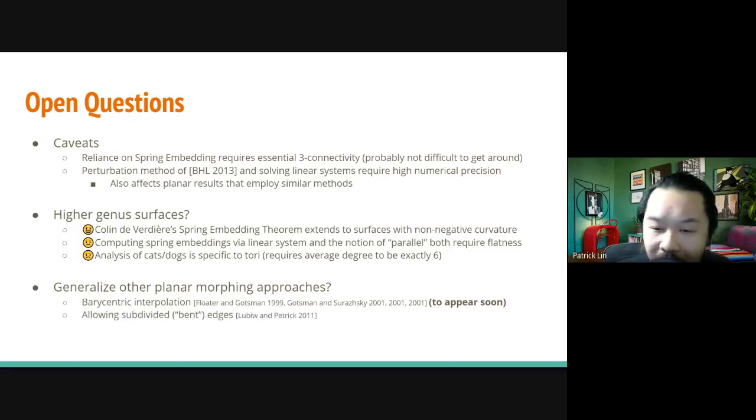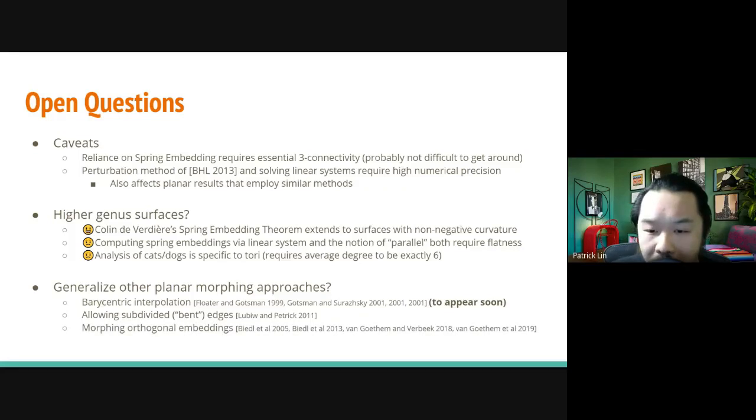There's this other result about morphing where, why are we insisting on straight line segments between vertices? Why not allow them to bend somehow, right? We're not going to increase the complexity by too much if we do this, as long as we control how many bends we can incur in edges. We haven't looked at this.